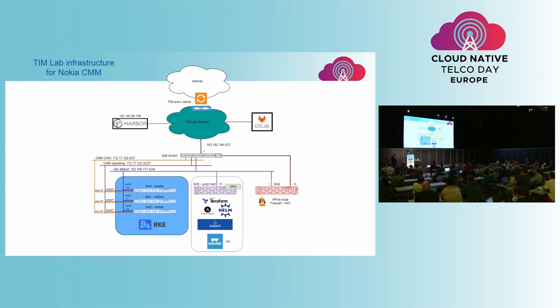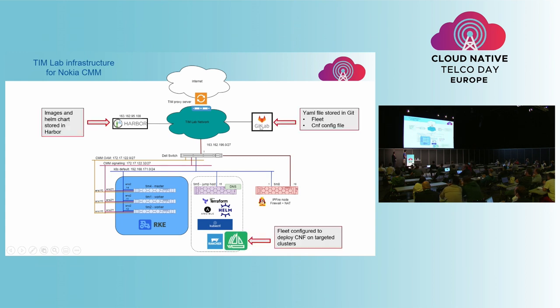So, the environment is how it looks at Telecom Italia. We have a lab that is hosting a management stack available here with a Rancher in it. This has been deployed based on the Terraform scripts that are worked on in the Telco Cloud project. So we are deploying the management stack, and we are deploying remote clusters based on RKE. And along with that, we are deploying also a GitLab instance, which is hosting the Fleet YAML descriptors and the CNF config files. We also are deploying Harbor, which is hosting Helm charts and container images. And we are using Fleet, which is provided with Rancher, to deploy and manage the life cycle of the CNF.